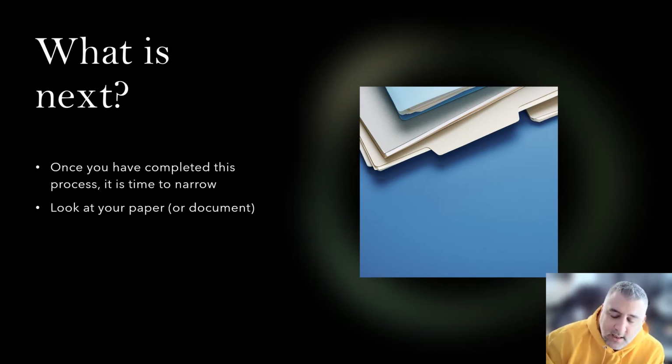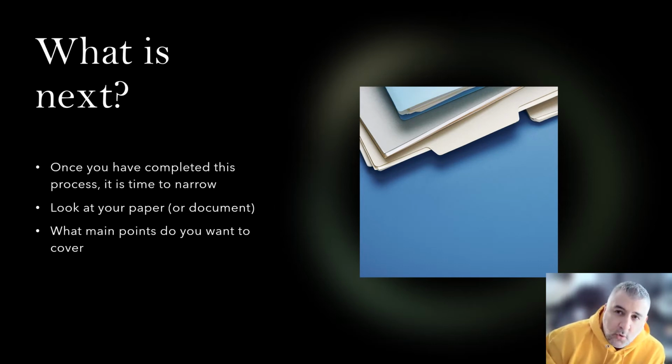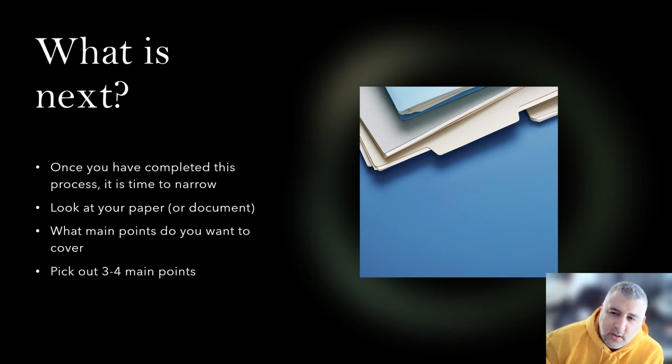First step, take a look down at your paper or at your document on the computer. What main points do you see on your paper that you want to cover? You want to think about what your audience wants to hear as well. It's not just what you want to speak about, but you want to know what your audience is going to want to hear you speak about. Pick out 3 to 4, maybe 5 main points that really stick out to you.